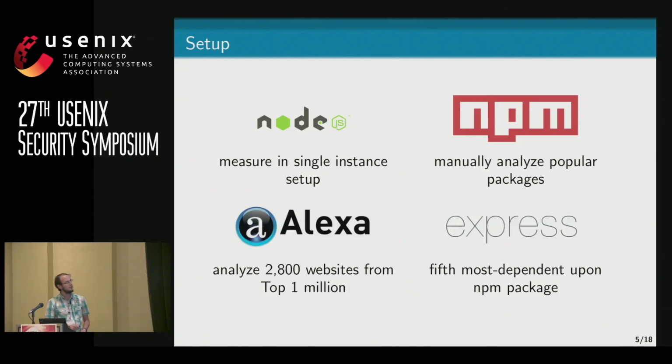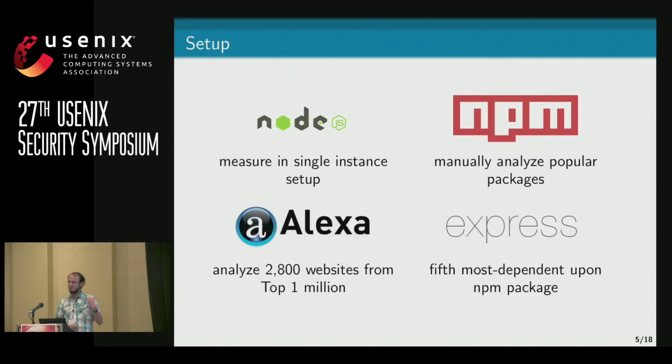And we look at popular NPM modules and popular websites on the Alexa Top 1 Million. We look at 2,000, 2,800 websites that set a particular header, which is a signature of the Express framework, the most famous framework on Node.js and the 5th most dependent NPM module.